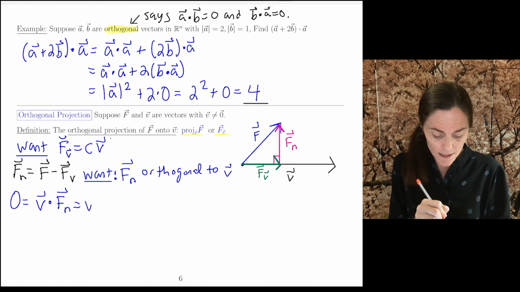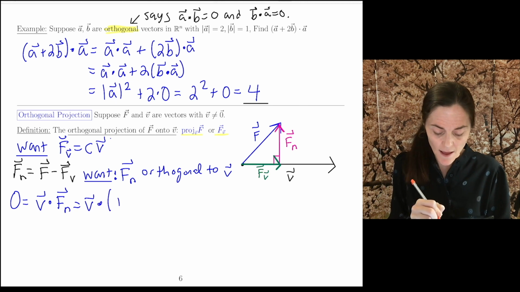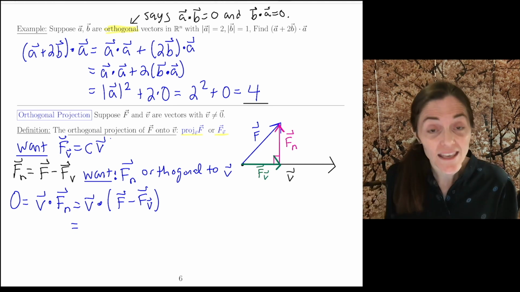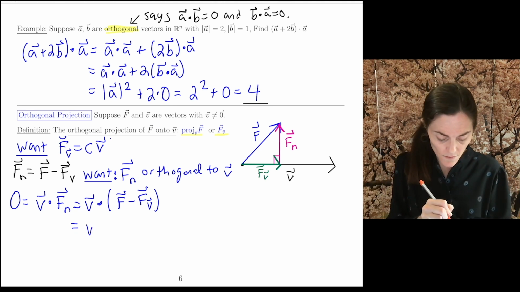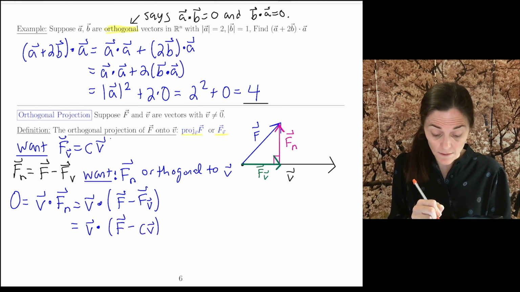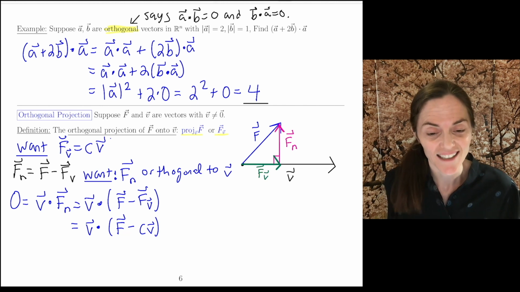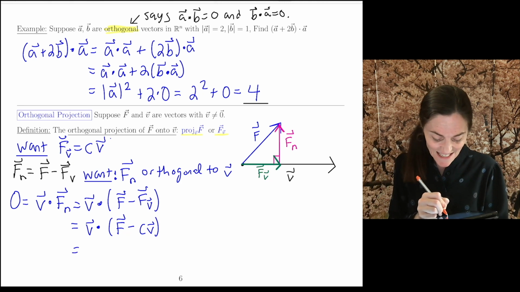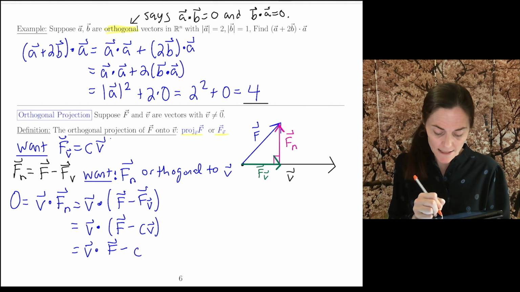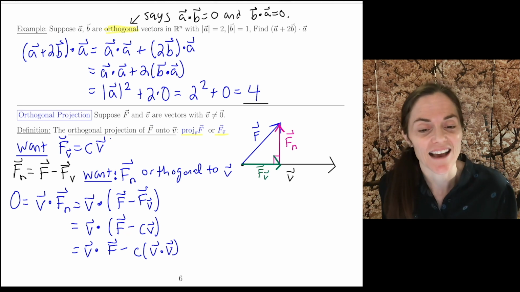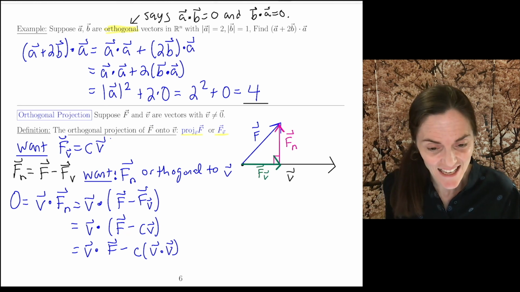V dot Fn is V dot F minus Fv. Let's use the fact that Fv is CV. V dot F minus CV. Now I will use a few properties of the dot product that we discussed. This is V dot F minus, I can write this as C times V dot V. I use a few properties at once, but this is definitely the case.